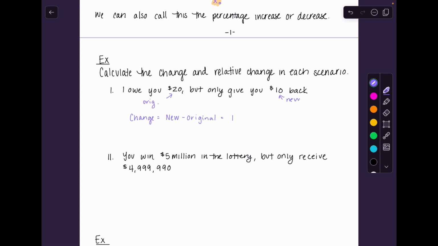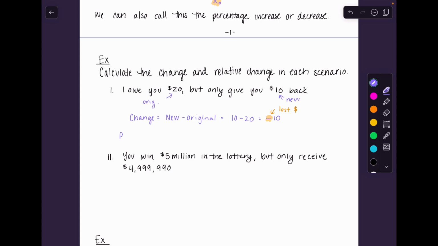So our new value is 10, our original is 20. And if you subtract those, that gives us -10. So again, what this sign is doing is just indicating that we lost money. Okay. If it was positive, that means we gained money. So we've got our change.